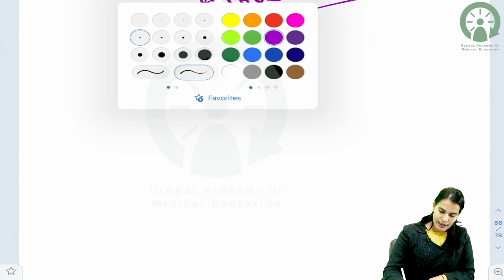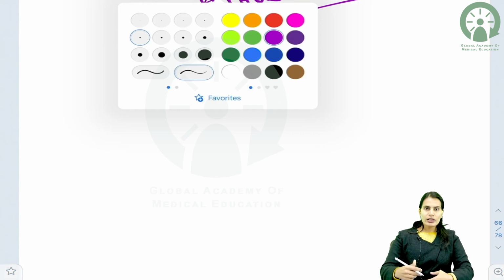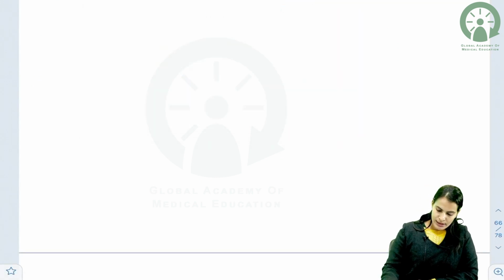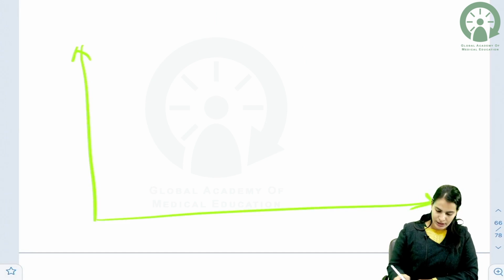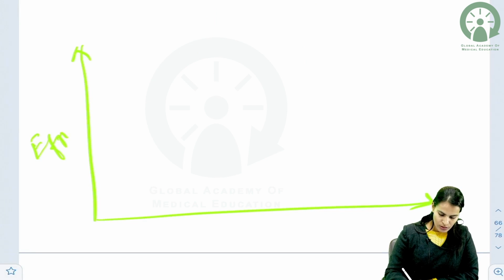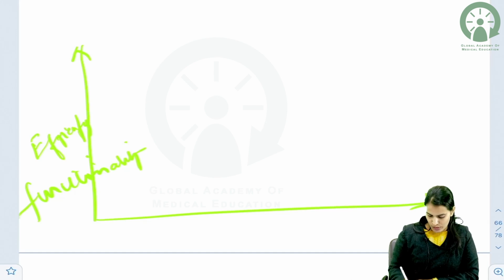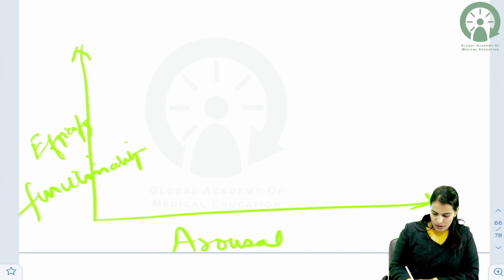So let's recapitulate with the graph which we discussed previously for effective functionality. This is the efficacy or response of a person, or you can simply say the functionality of a person. And this is the level of arousal on the horizontal line. So this is the low side, this is the high side, and this is a lesser amount of active functionality, and this is your maximum amount of functionality.